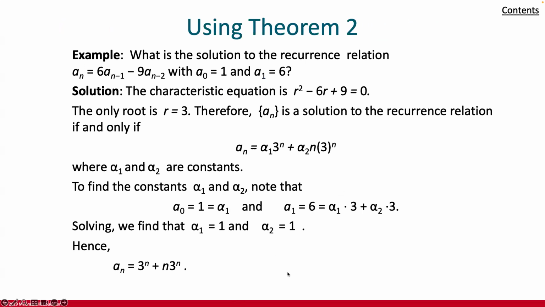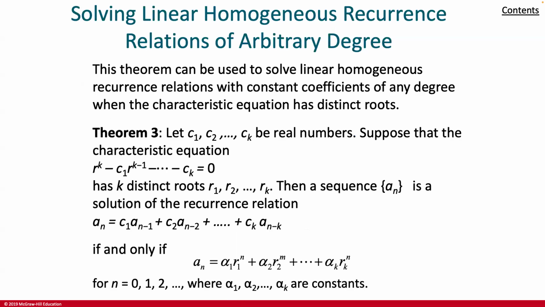So here's an example. What is the solution to the recurrence relationship that's shown here? We can come up with the characteristic equation, solve for the constants, plug that in, and then we can get this final value here. Similar in methodology to what we talked about a couple of slides before this. So how do we go about solving linear homogeneous recurrence relationships of arbitrary degree?